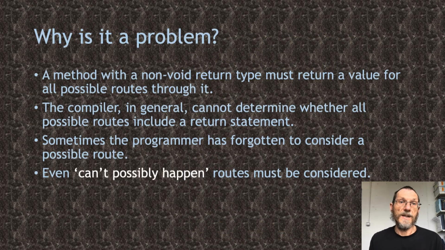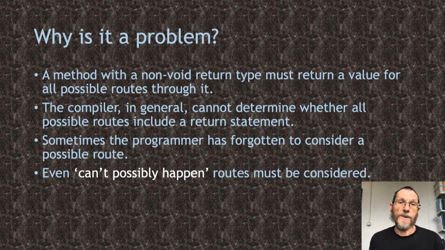So the problem is that a method with a non-void return type must return a value for all possible routes through it. And in general, the compiler can't determine whether that's the case or not. It can't analyze the logic and satisfy itself that yes, all possible cases have been covered.